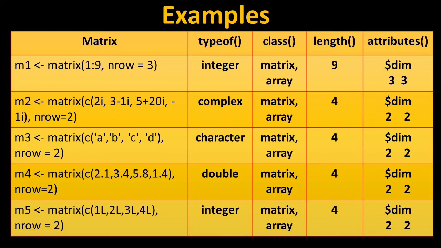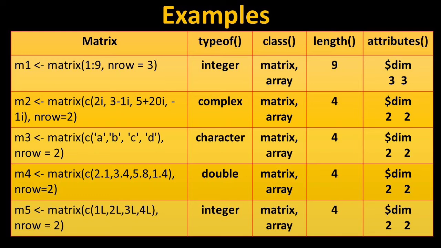Now if we have created third matrix M3 with matrix function and we have stored character elements in it, so the type of M3 would be character. Class will return us matrix and array. Length will give us 4 as 4 elements are there in M3, and attributes will tell us that the dimension of M3 is 2 by 2, that is 2 rows and 2 columns.